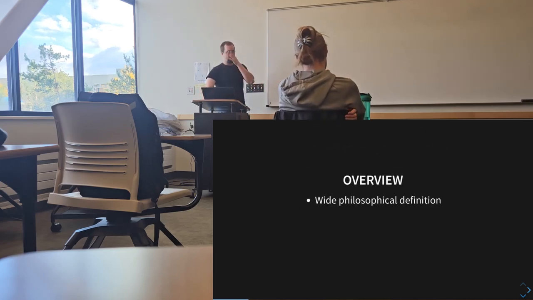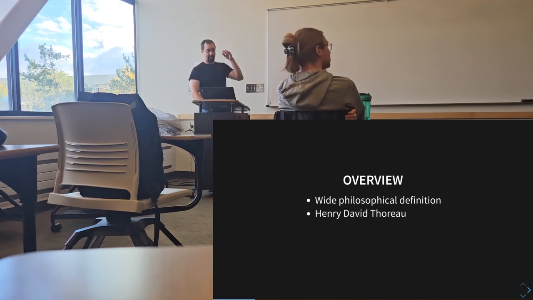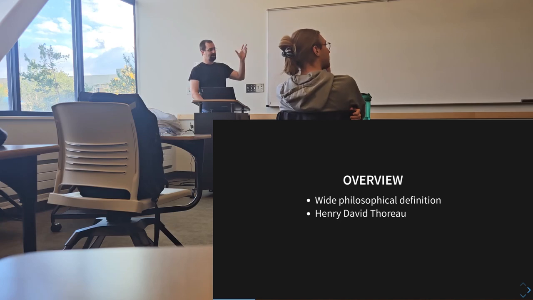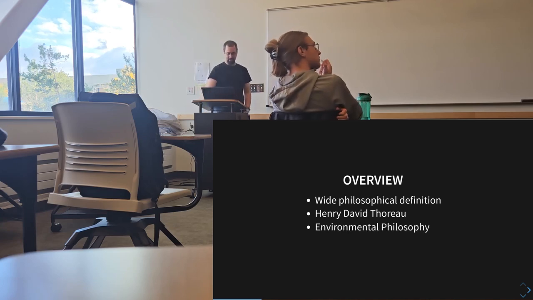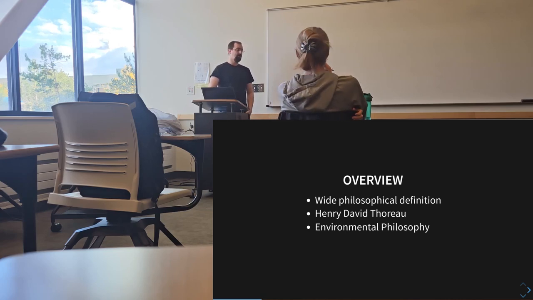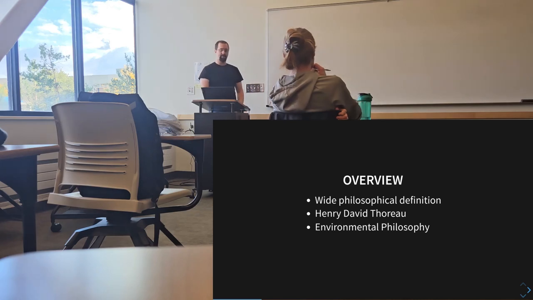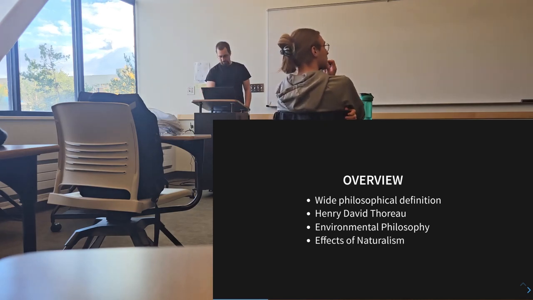So the overview for this one, we'll go over the wide philosophical definition, which is highly contested, but there's a general notion that most people tend to agree on. We'll touch upon Henry David Thoreau and see how he fits within naturalism and also non-naturalism. We'll segue that into environmental philosophy, which is, I believe, closer to what Thoreau was talking about in Walden. And then we'll talk about the effects of naturalism.